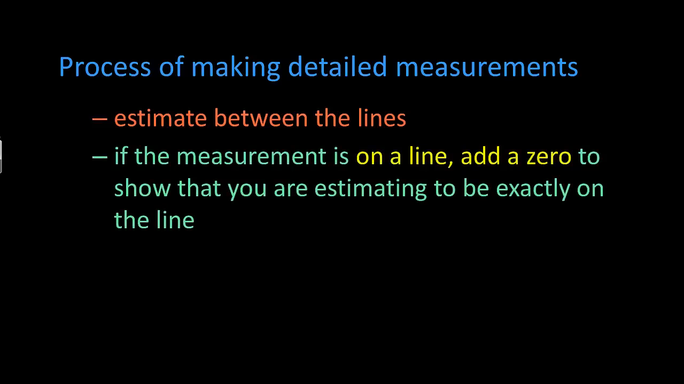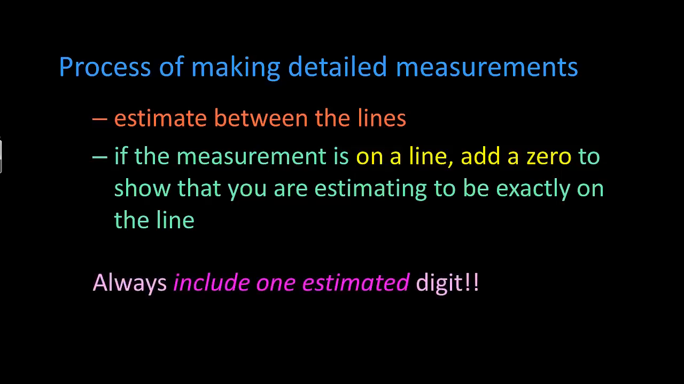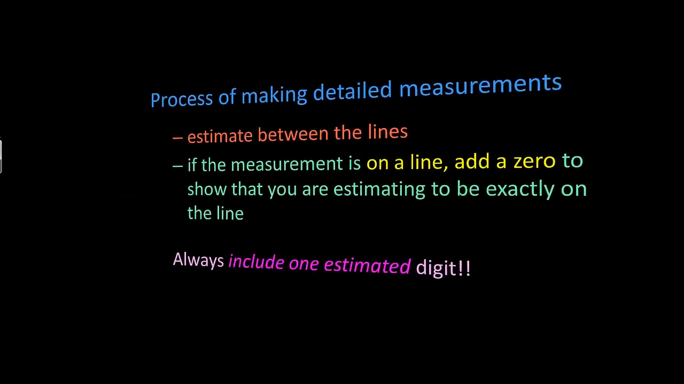First, let's talk about the process of making detailed measurements. You always estimate between the lines. If the measurement is on the line, you estimate or add a zero to show that you are estimating to be exactly on the line. Always include one estimated digit in your measurements.